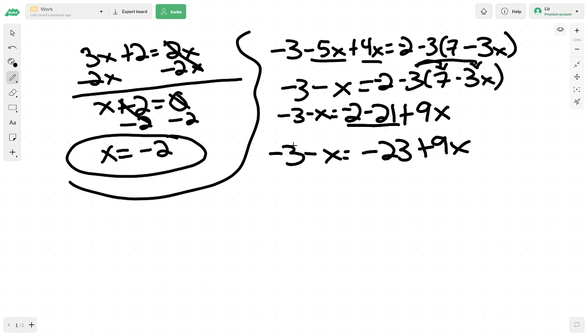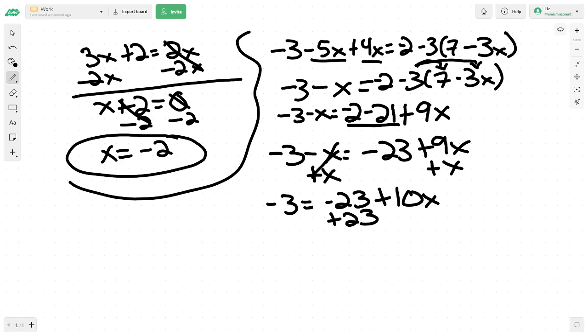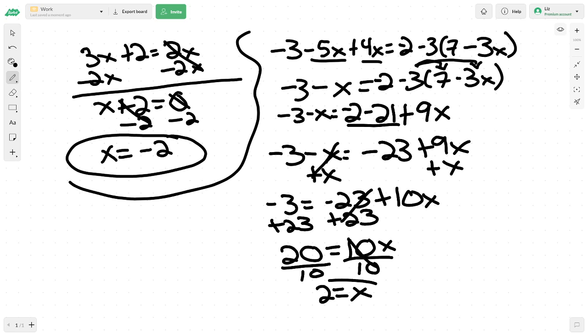Now I need to get my x's on one side and my other numbers on the other. So I'm going to add x, get rid of that. 9x plus x. Then I'm going to add the 23. So negative 3 plus 23 is just 20. These cancel and I still have my 10x. Since 10 is being multiplied, I'm going to divide. So 2 equals x. So my x is 2.